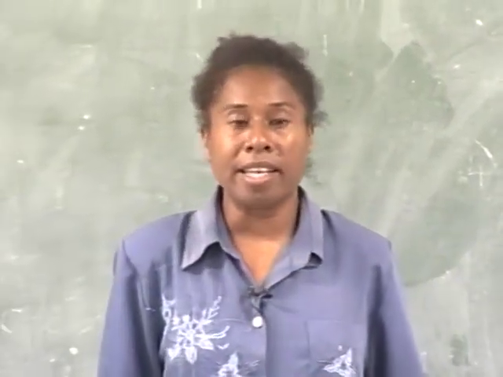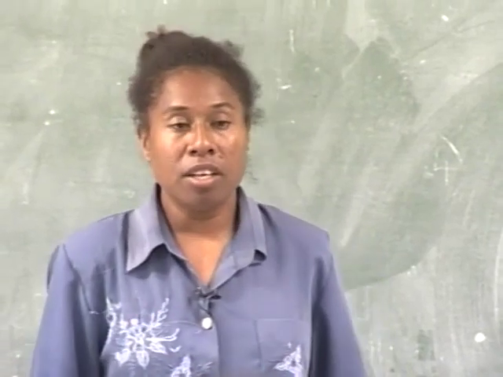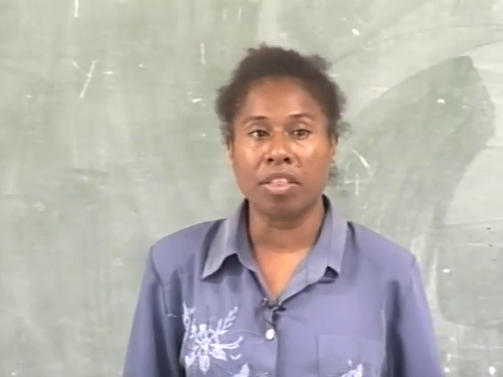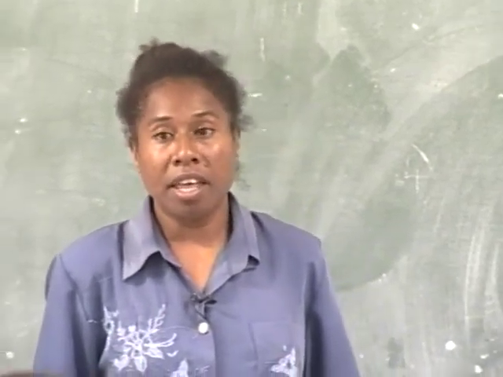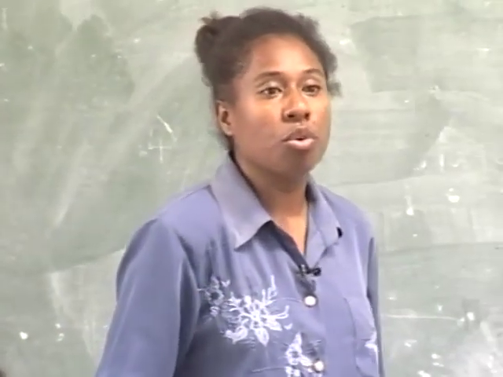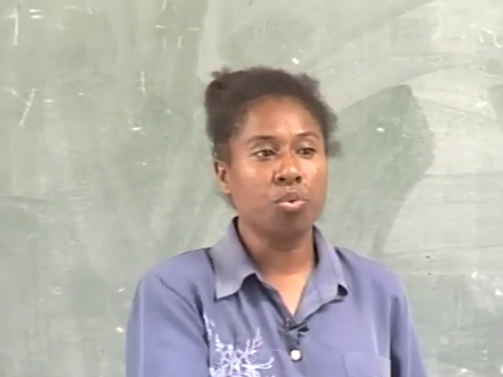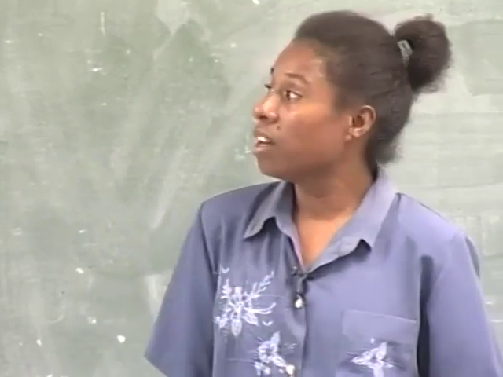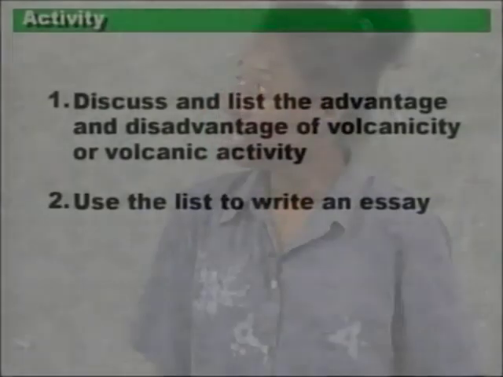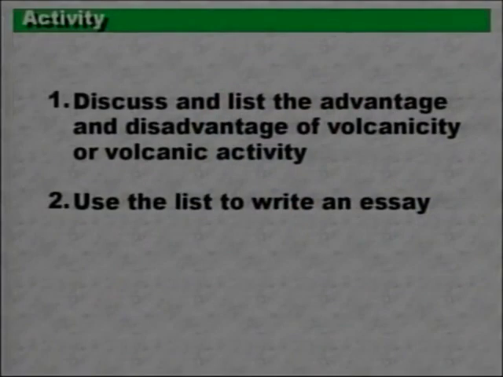I would want you to spend at least 10 minutes on the discussion, so you work in groups to come up with a list of effects on the environment. And then from the list, you are going to write an essay using the list from your discussion. If we look around where we are sitting, I would want you to work in fours, or you could work in pairs. The first part of our lesson is our discussion and our list. What are we going to actually discuss and list? The effects, the advantages and disadvantages of volcanic activities on the environment and on the people.